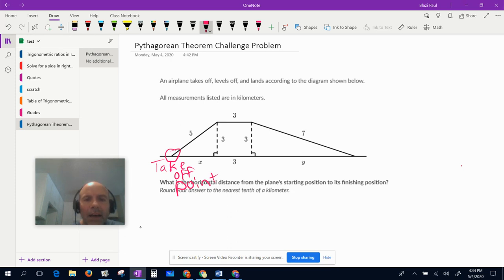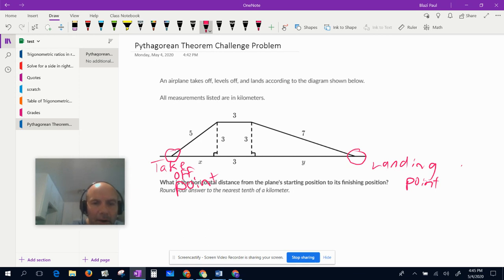It levels off, right? That's the horizontal 3 up here. So it takes off, then it levels off and lands according to the diagram below. So this is it landing, right? Okay, so where did it land? It lands here. Takeoff point, landing point. If you understand the diagram, they get easy. All measurements listed are in kilometers.